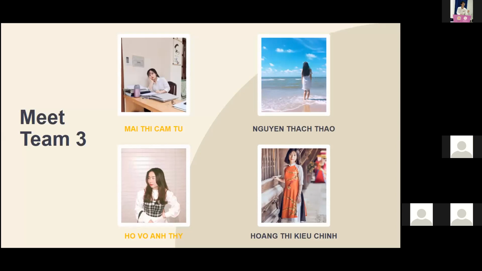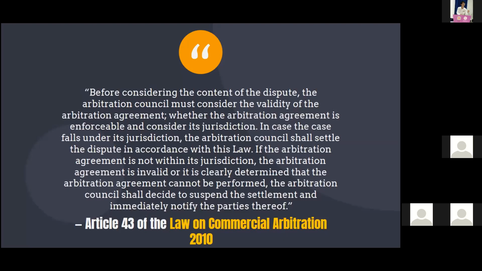Hello everyone, today I'm talking about whether the arbitral tribunal is required to make an independent decision on jurisdiction. For the arbitral tribunal's competence to settle disputes, Article 43 of the Law on Commercial Arbitration 2010 demonstrates the principle of jurisdiction, allowing the arbitral tribunal to exercise its jurisdiction even with respect to reviewing decisions on the validity of the arbitration agreement.